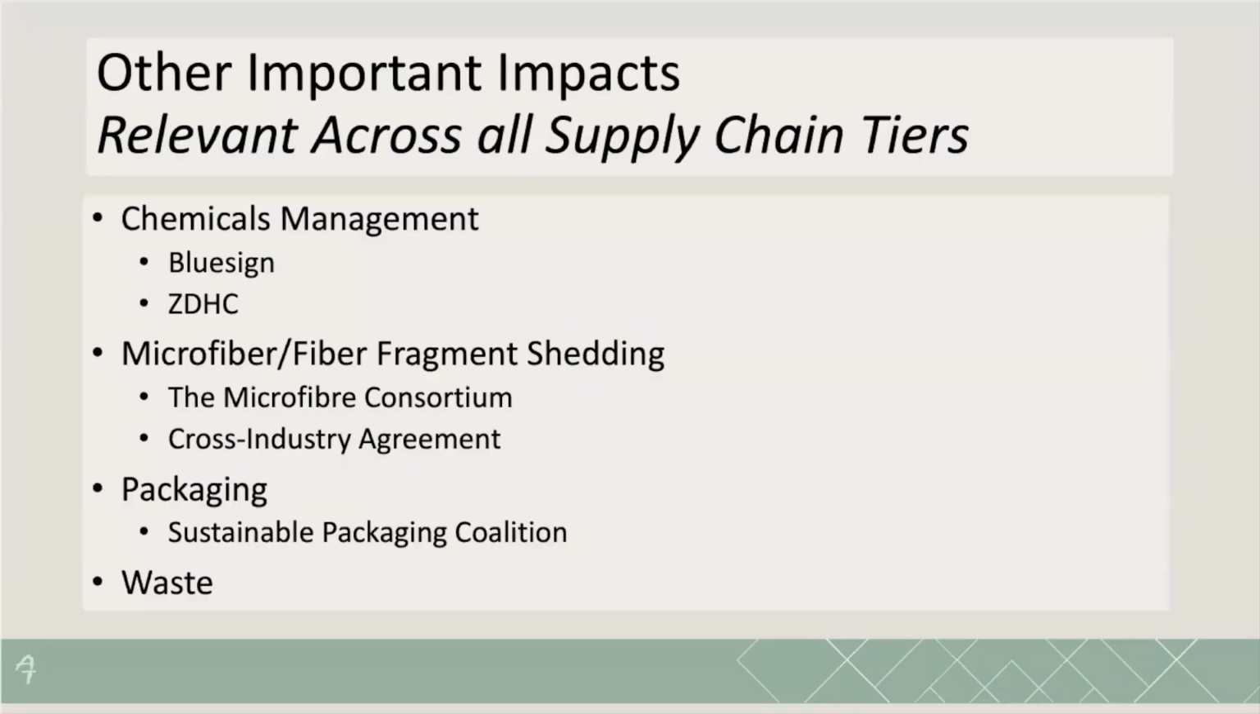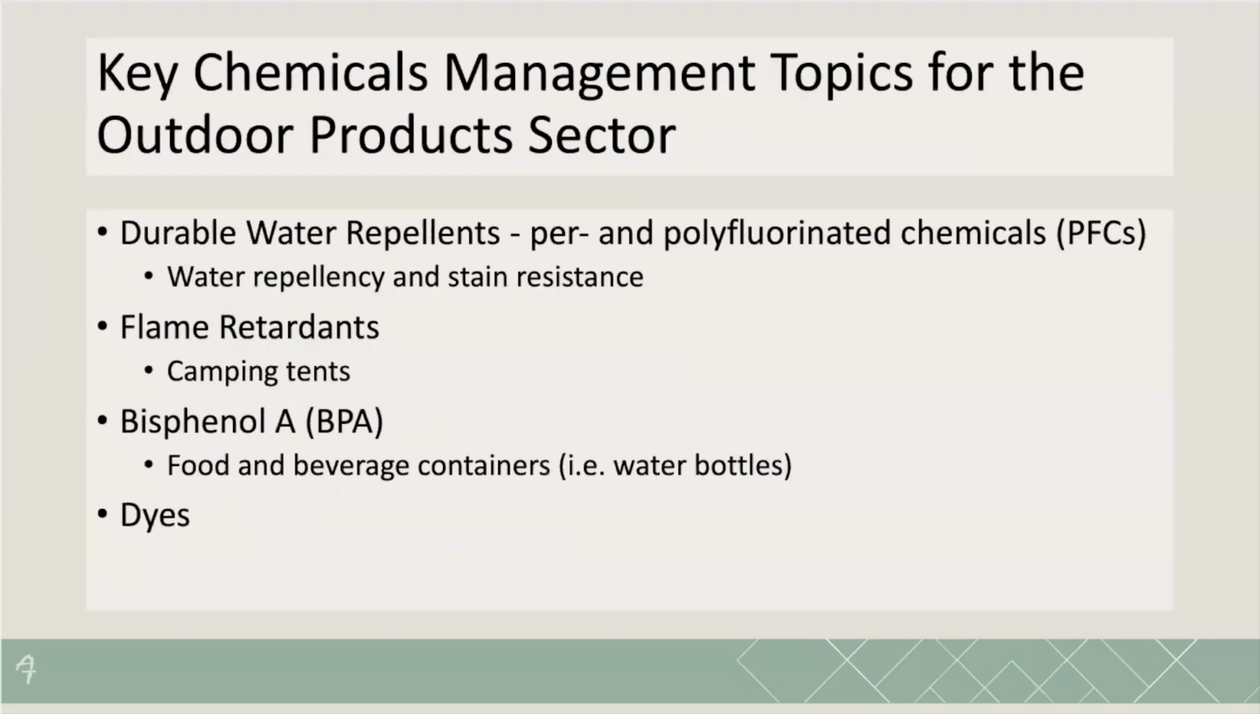So just to touch on a few other important impacts that are relevant really across all supply chain tiers, tiers 1 through 4: chemicals management, microfiber, what we call fiber fragment shedding, packaging, and waste. And I'll talk about each of these briefly.